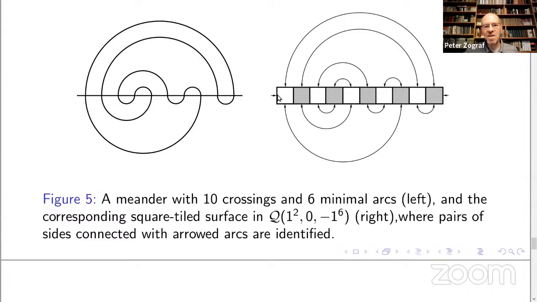This square tile surface is very special in the sense that there is only one horizontal cylinder of height 1 and maximum circumference, and if we make all the gluings, we can see that there is also precisely one vertical cylinder of width 1 and maximal circumference 2n.